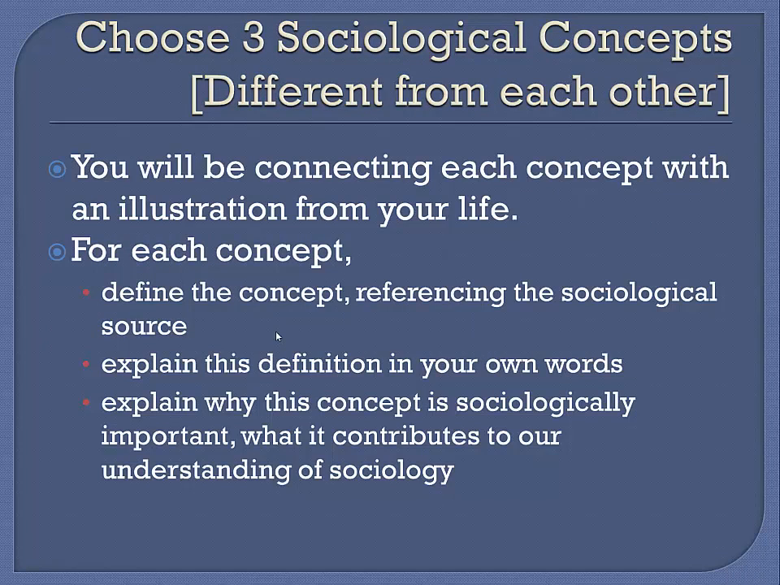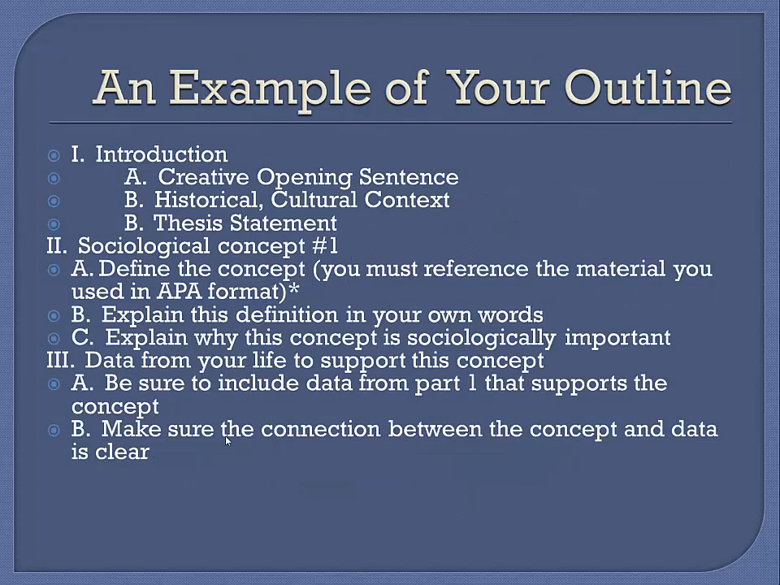After you've answered those questions and reflected on them, you'll be choosing 3 sociological concepts and connecting each concept with a section or illustration from your life. These should be concepts different from each other, so you wouldn't want to choose values and beliefs and you together as 2 separate ones. And for each concept, you'll want to define it, referencing your source, explaining the definition in your own words, and explaining why it's sociologically important or what it contributes to our understanding of sociology.